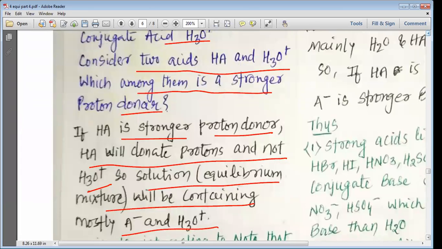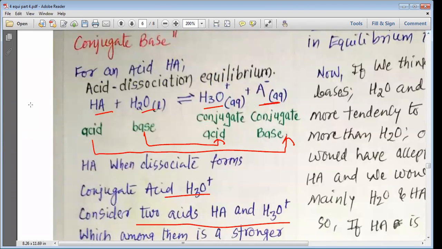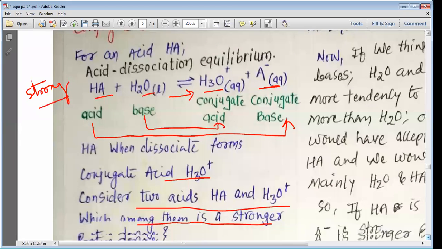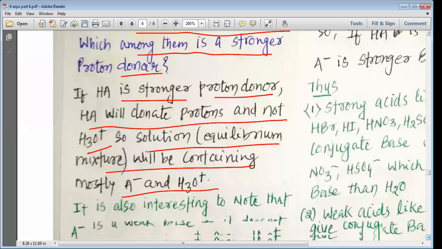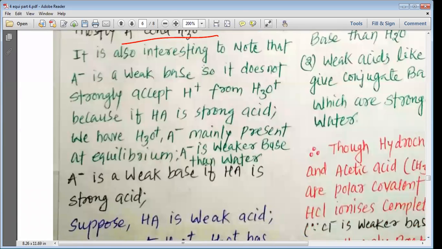So if your HA is a strong acid, my dear students, this equilibrium will shift towards the products, and at equilibrium we will have the major concentration of H3O plus and A minus. Now suppose this HA is a weak acid, then the equilibrium will shift towards the left side, and thus at equilibrium we will have the major concentration of the reactants, that is HA and H2O. So my dear students, it is very easy to understand that if HA is strong, then H3O plus has to be weaker. If HA is weak, then H3O plus has to be stronger than HA.